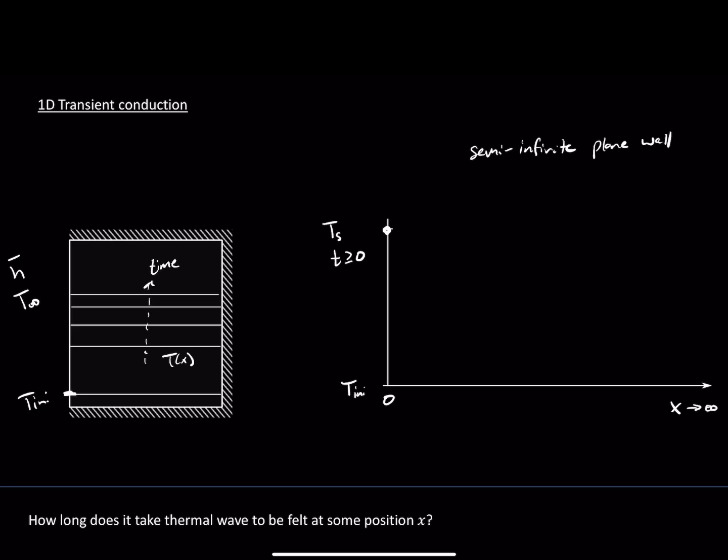So if I trace out, let me pick a different color, if I trace out the temperature profile, it's going to look basically like this vertical line going straight down. This here is at time equals 0. So we do have a temperature, but it's basically an infinite gradient. Like I said, slightly physically non-realistic, but for the sake of argument, let's say this is what happens.